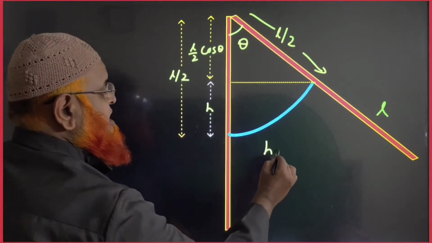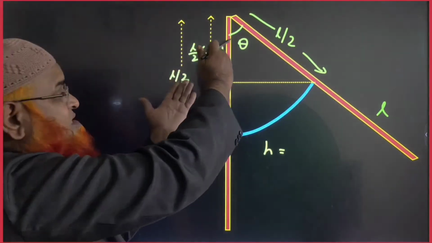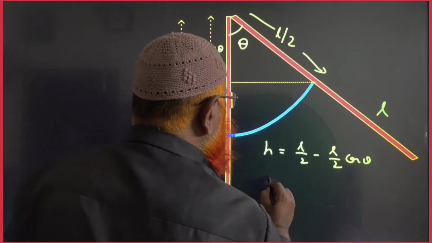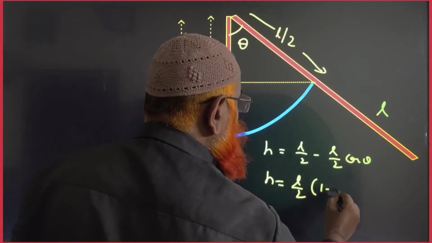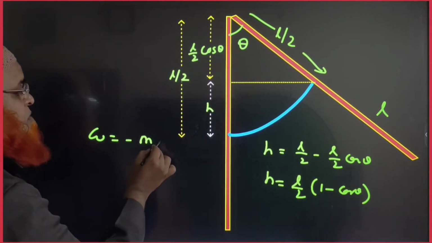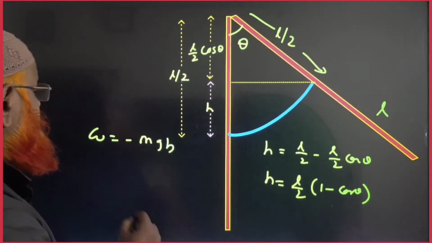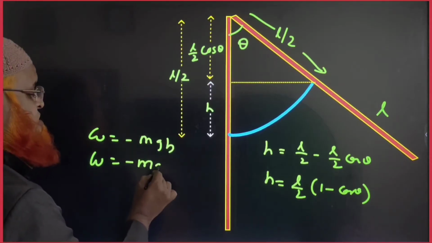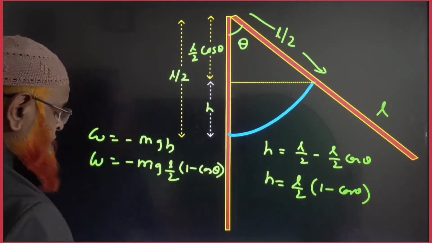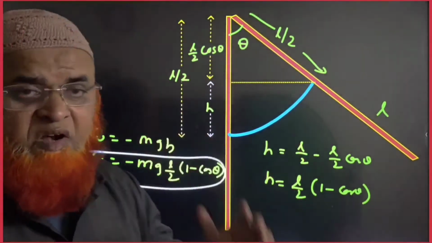So what is the height h here? If you want to find out height h, you have to subtract L by 2 cos theta from L by 2. So L by 2 minus L by 2 cos theta. Therefore, h is equal to L by 2 into 1 minus cos theta. So what is the work done here? Work done is nothing but minus mgh, because you are taking the rod against gravity. So that can be taken as minus mg L by 2 into 1 minus cos theta. So this is going to be your final expression for lifting a rod against the gravitational force. Thank you.